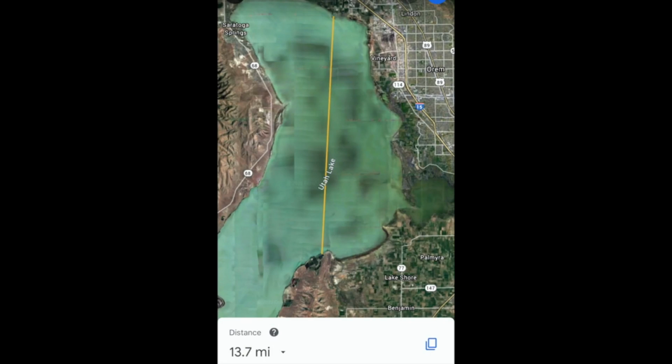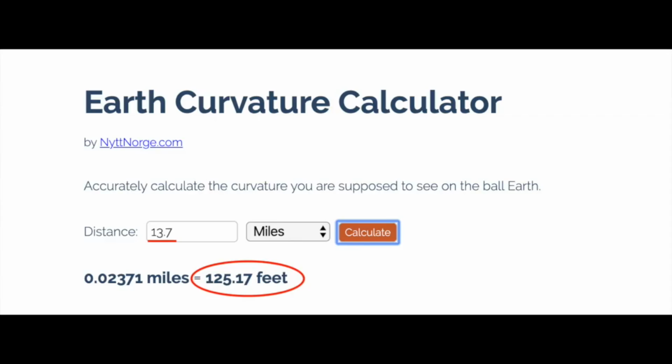Okay, so here we are at Utah Lake, 13.7 miles from point to point. I was on the north shore, my dad was on the south shore. So at 13.7 miles, we're going to have about 125 feet of curvature drop. Now that's at ground level. With the cameras above ground level, that'll change, but we'll get to the final calculations at the end of the video.